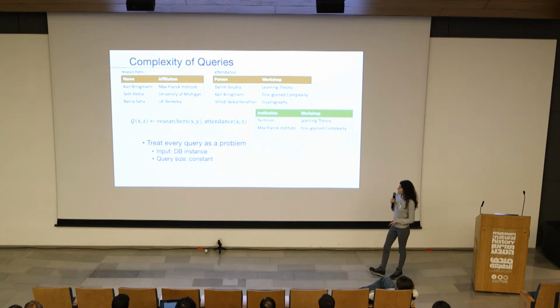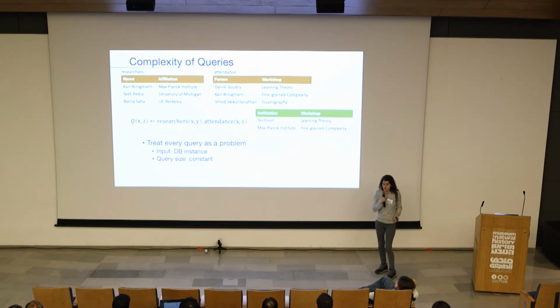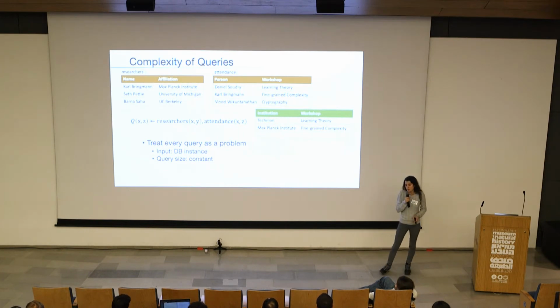Okay, so we are treating every query as a problem. And we want to understand how hard this problem is. So the size of the query, we consider it to be constant. And the input is the database instance. So it's the tables, but the number of columns is considered constant, and we're using the RAM model.